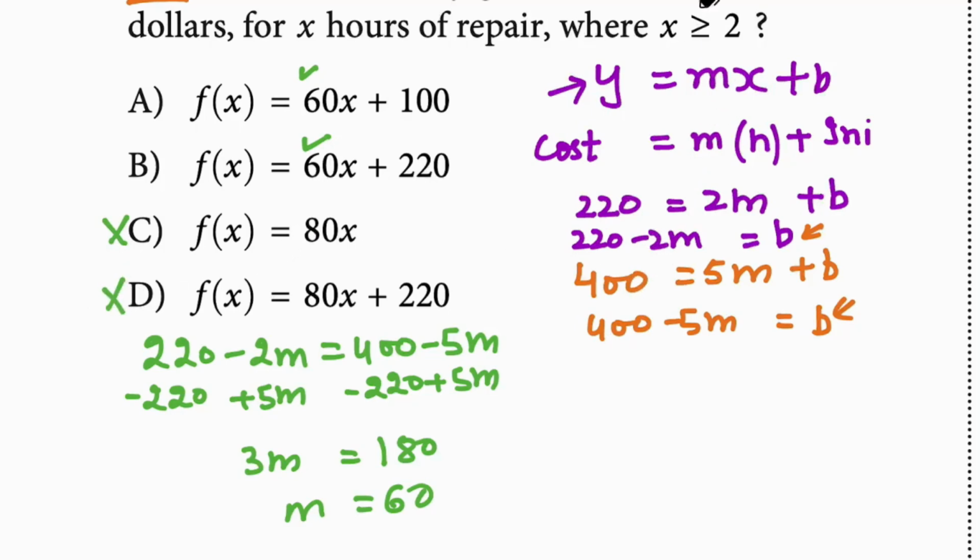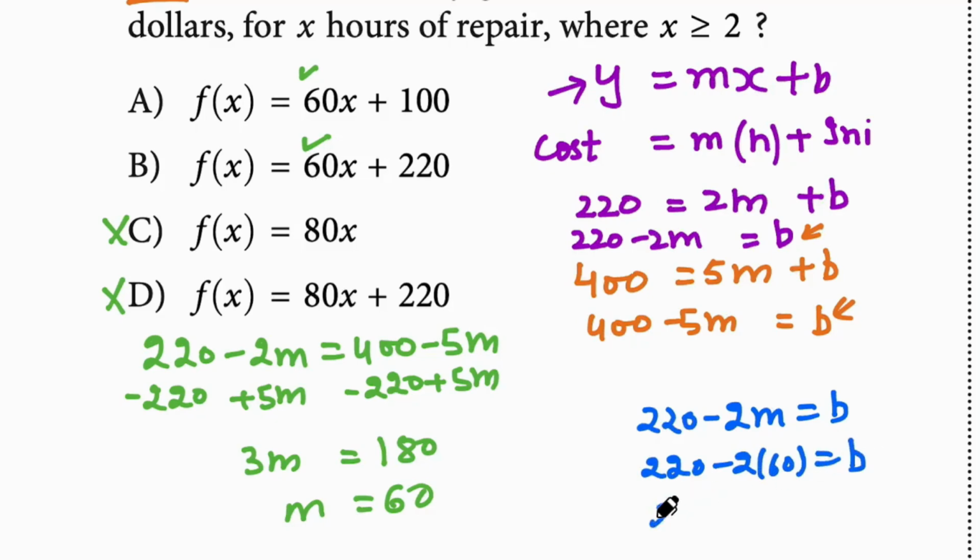But now we have to find the b. Now I can select any of the equations. Let's say I'm selecting 220 minus 2m is equal to b. So 220 minus 2 times 60 is equal to b. So that is 220 minus 120 is equal to b. So b is equal to 100. So 60x plus 100, that is the correct answer.